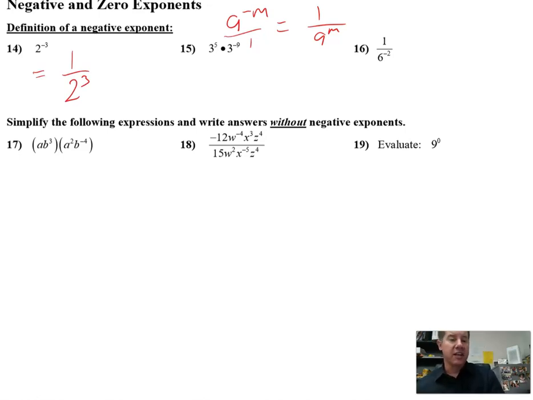3 to the 5th times 3 to the negative 9th. On a problem like this, the bases are the same, so I might multiply them together first. And when I multiply, I add exponents. So this becomes 3 to the negative 4th. Then because I have a negative exponent, I never want that in my answer, so I am then going to go ahead and put it on the bottom, 1 over 3 to the 4th. And again, like we said, if you have a negative exponent on the bottom, just send that thing to the top instead, and that's how that's going to work.